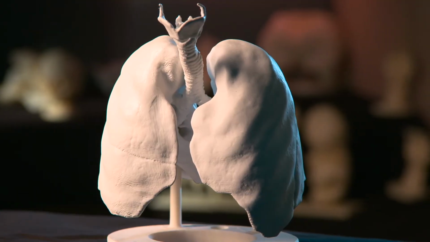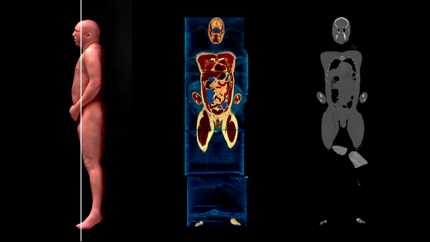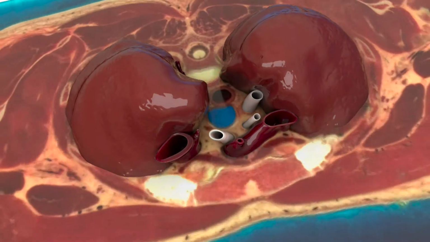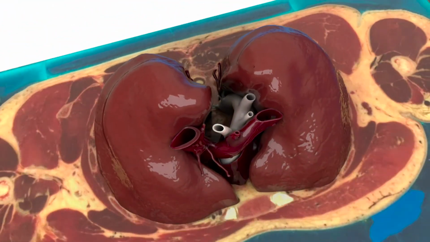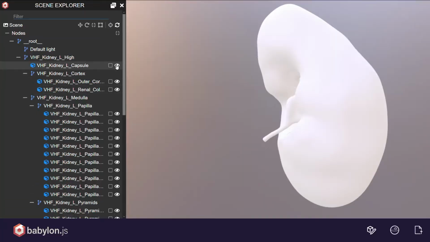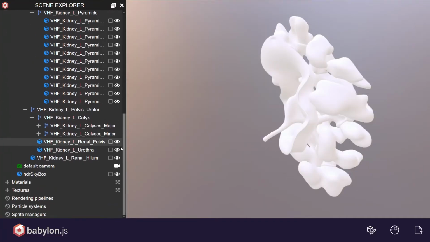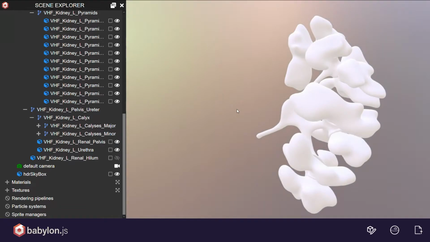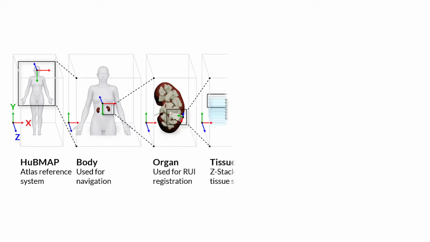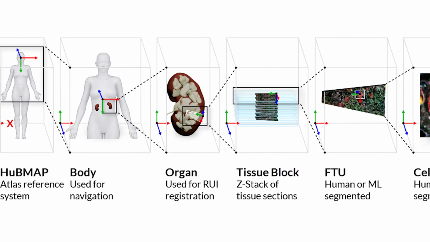reference object library. Cross-sectional cryosection, magnetic resonance imaging, computed tomography, and anatomical images for male and female were used to reconstruct several organs. The 3D nested structure for the kidney is shown here. All objects are named and registered within the HuBMAP Atlas reference system.